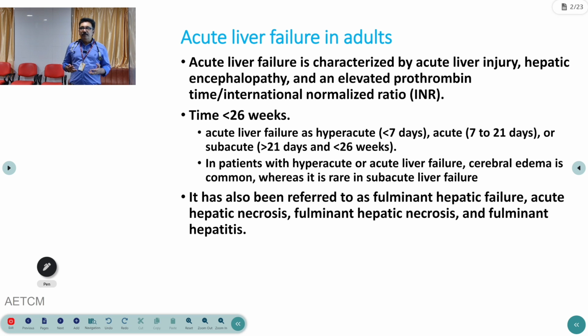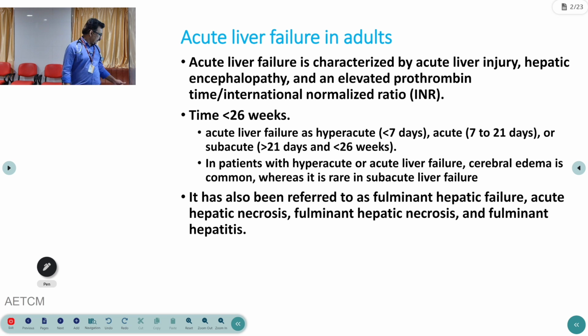In patients with hyperacute or acute liver failure, brain edema is a very important finding. That's why many of these patients will be comatose or they can have features of hepatic encephalopathy. But it is not very common in the subacute type of liver failure, but eventually they develop all the problems because of the liver failure. Previously, it was referred to as fulminant hepatic failure, acute hepatic necrosis, fulminant hepatic necrosis, fulminant hepatitis, but all these are similar. The more recent name is acute liver failure, and according to the weeks or days, it can be subclassified.